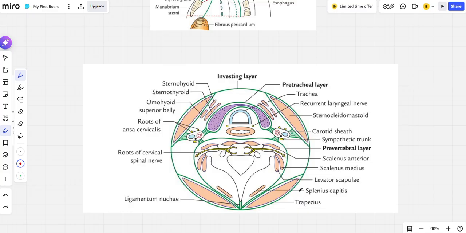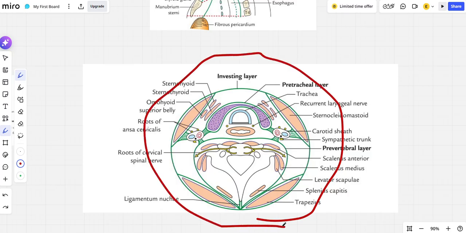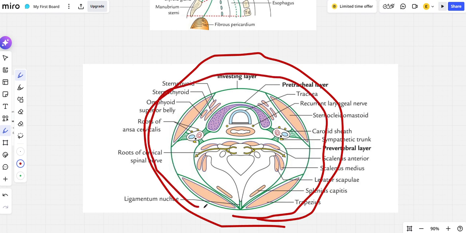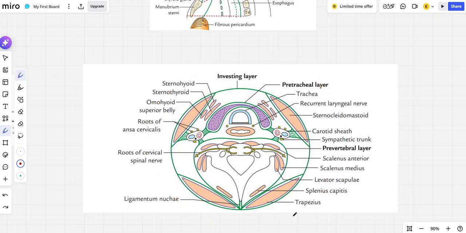And then we move on to the next layer, which is your superficial fascia, right? So right inside the skin, you have the superficial fascia. So if I imagine the skin like this, okay, right inside the skin here, you will have your superficial fascia. This is going all around the neck, right underneath the skin.